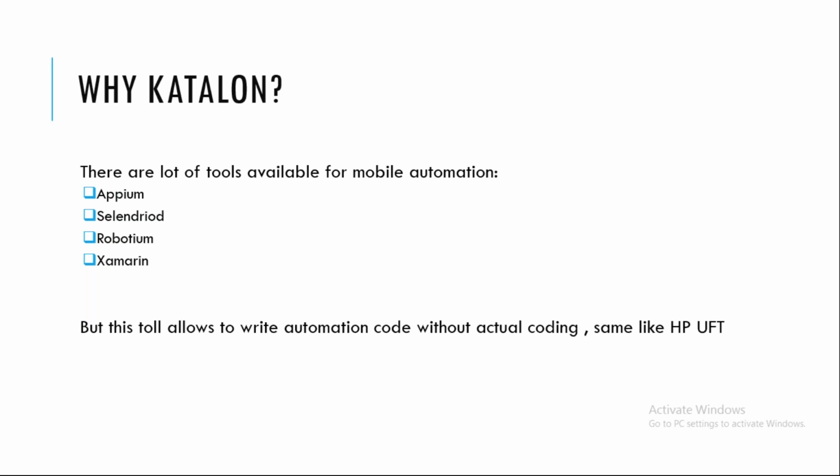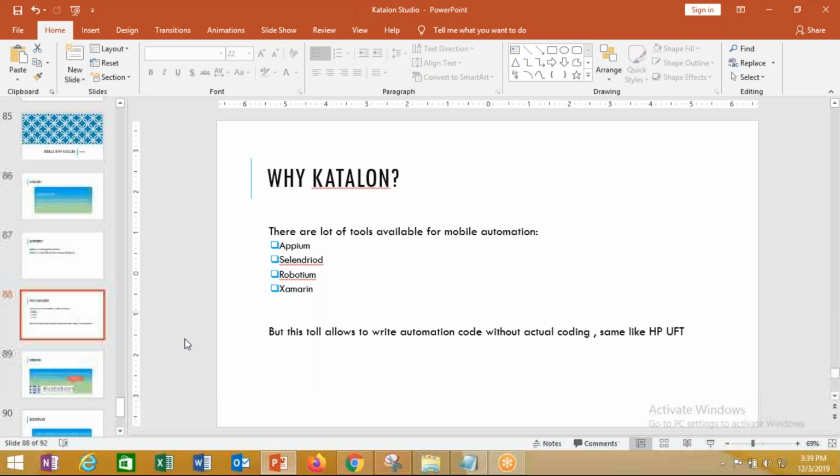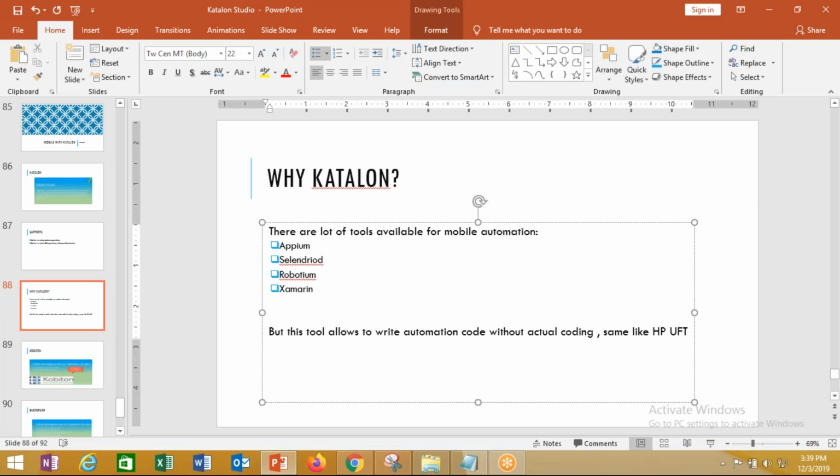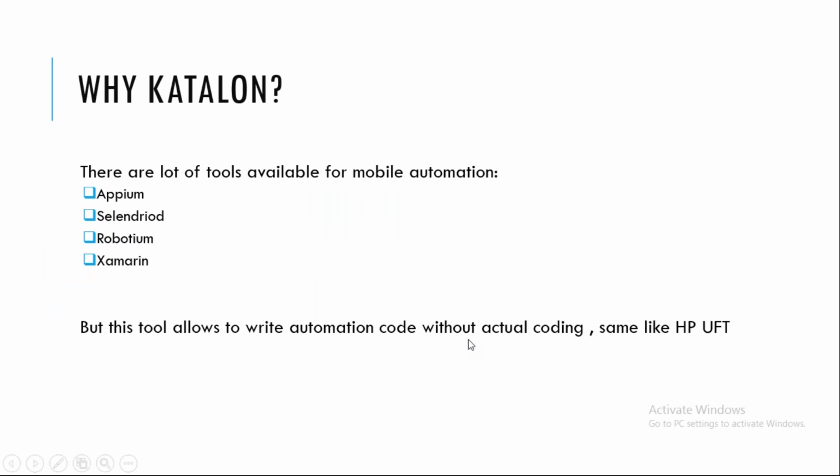Now, there are a lot of tools which can do mobile testing. One of the tools is APM. You know that APM is a framework which is created over the Selenium framework. Then you have Selendroid, you have Robotium, you have Xamarin. But the Katalon tool allows you to write your automation codes without actual coding. So it uses keywords. Okay, as you have seen in Katalon, it's something like your UFT only, HP UFT.